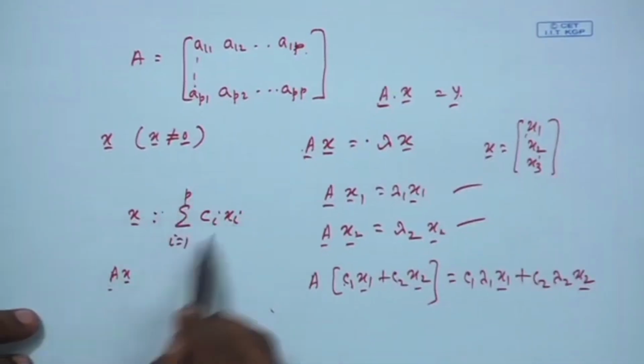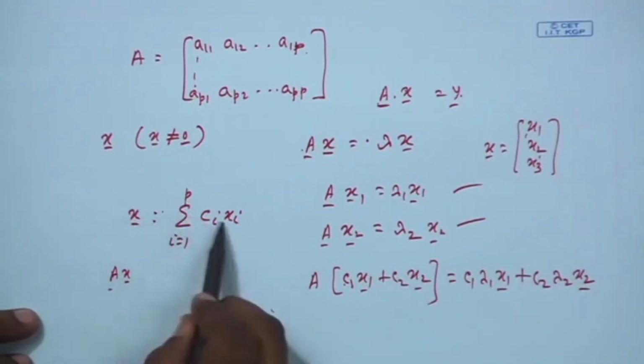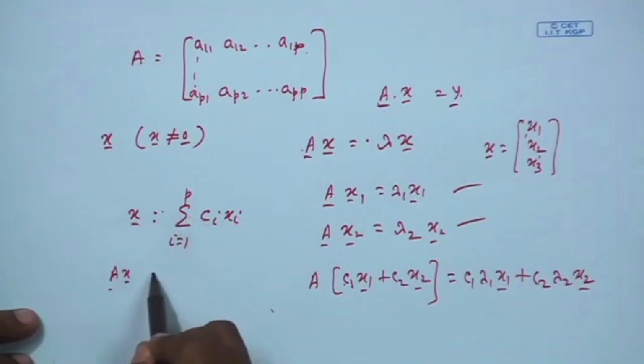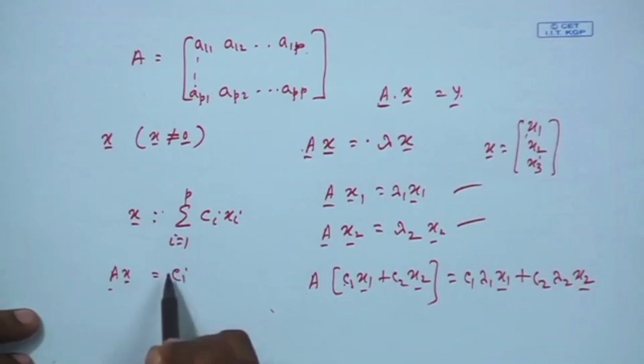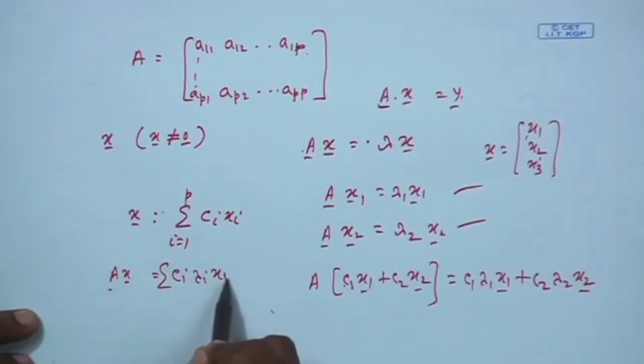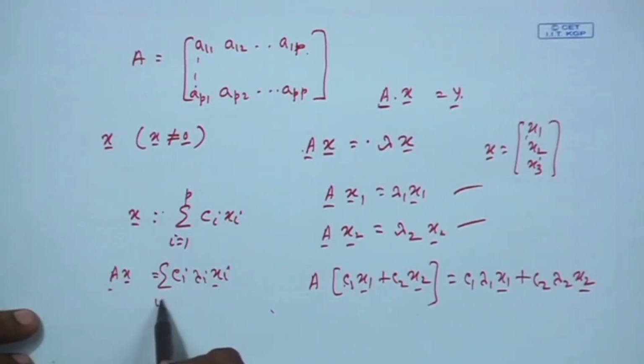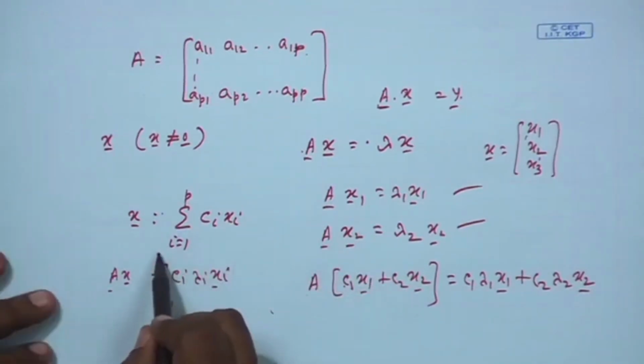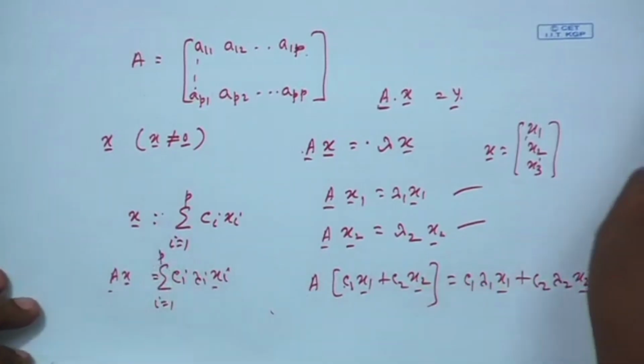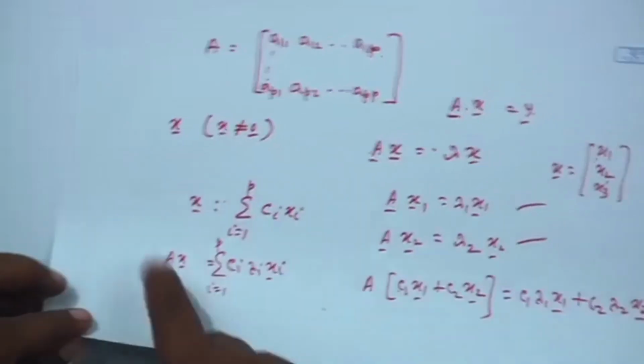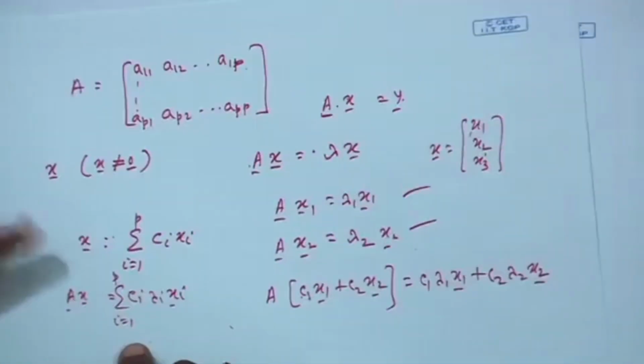A times this, the c_i goes out, and A x_i is lambda_i x_i. So the result is the sum of c_i lambda_i x_i. You do not have to carry out this product, you just have to add them. This is a big advantage. Same thing here, but I should be able to write any x in this form. That depends on the eigenvectors. In some cases you can, in some cases you cannot.